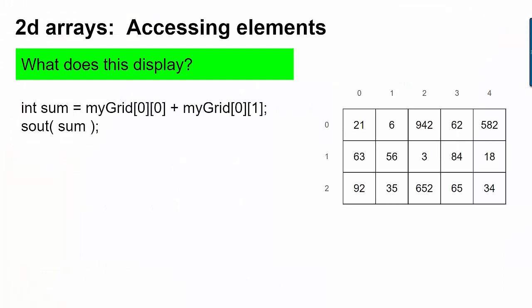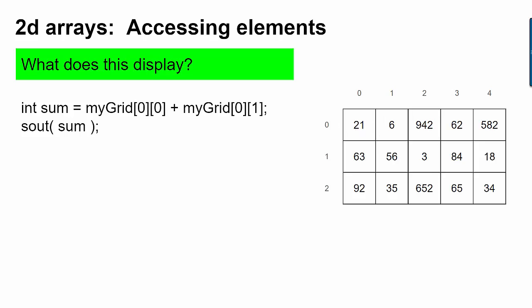What does this display? So myGrid[0][0], you can see, is the number 21. myGrid[0][1], remember it's row first and column second. So row 0 is this one. Column 1 is this one. So myGrid[0][1] would be the number 6. 21 plus 6 is 27.